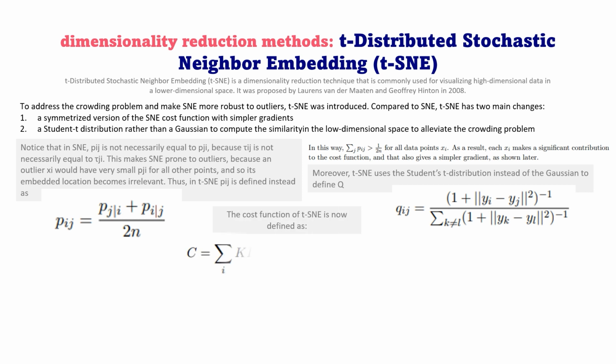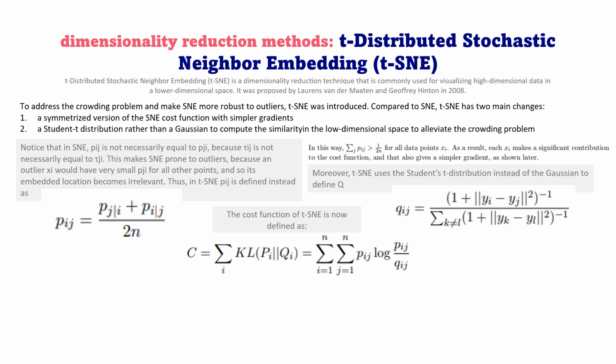This can be defined as C is equal to the summation of KL of P sub i given Q sub i. And the remaining part we have seen earlier: it's p sub ij multiplied by log of p sub ij divided by q sub ij. So p sub ij, this is how we calculate, and q sub ij is obviously related to the Student's t-distribution, and this is the cost function now. But that's not the end of the matter.